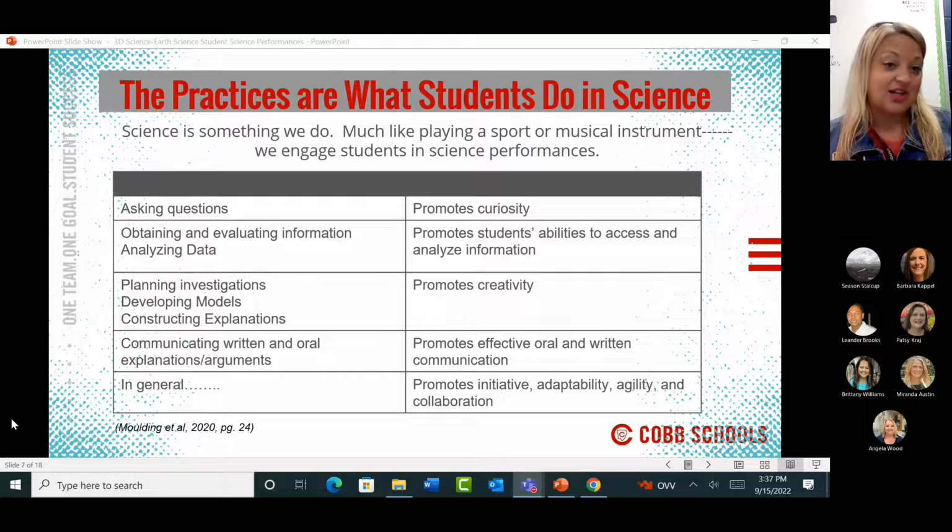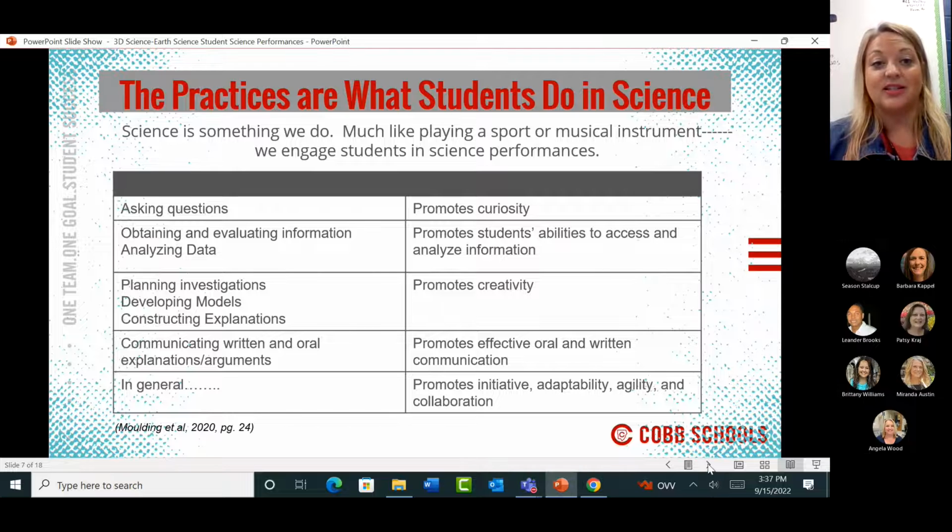That's an added bonus for us as teachers. So it's telling us exactly what our students need to do in their science performances. Here is what those science performances are promoting. When our students are asking questions, it's promoting curiosity. We want to promote creativity. We're promoting language skills, speaking and listening skills, throughout all of these science performances because they're going to be actively engaged with the practices.